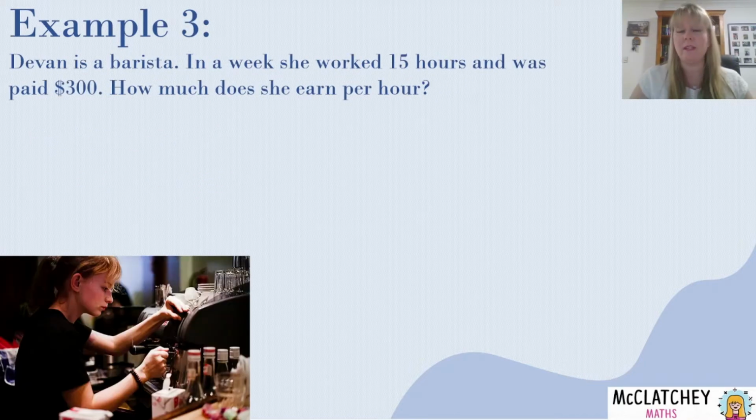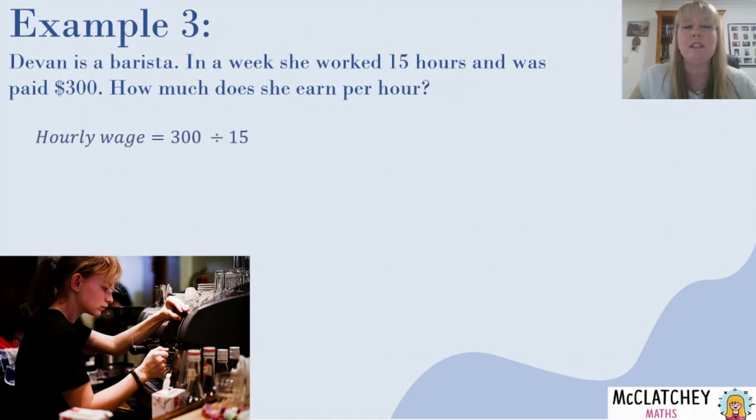Let's look at another worked example. Devon is a barista. In a week, she worked 15 hours and was paid $300. How much does she earn per hour? So we're working backwards this time to find her hourly rate. So firstly, her hourly wage is going to be the $300 divided by the 15 hours, and that gives us Devon's wage of $20 per hour.